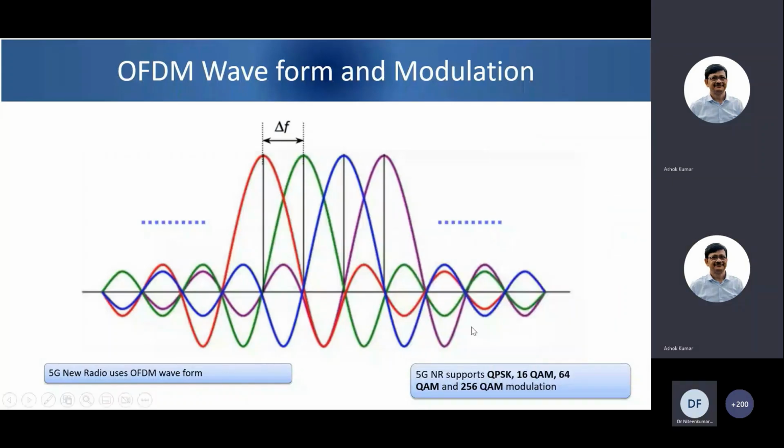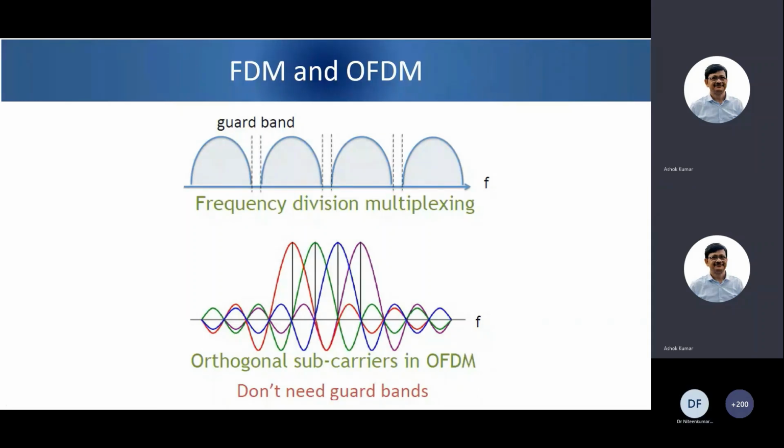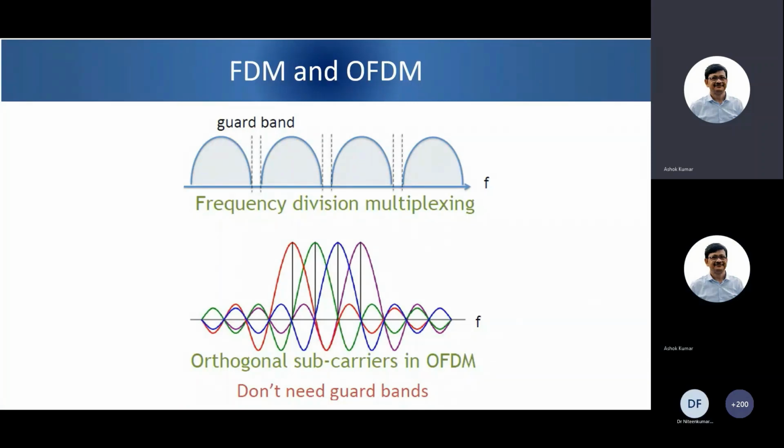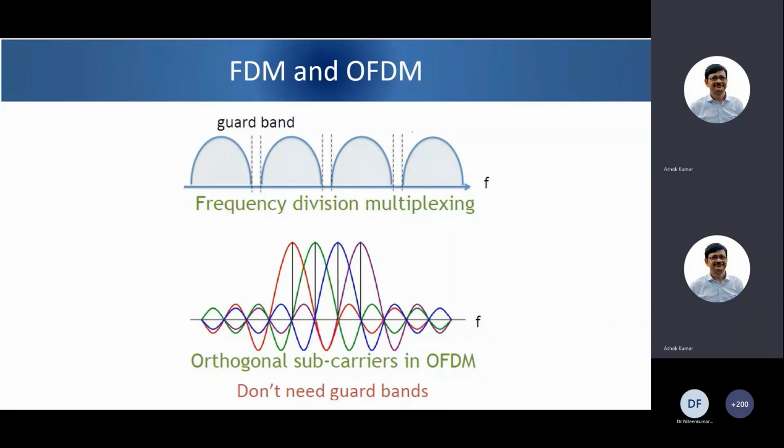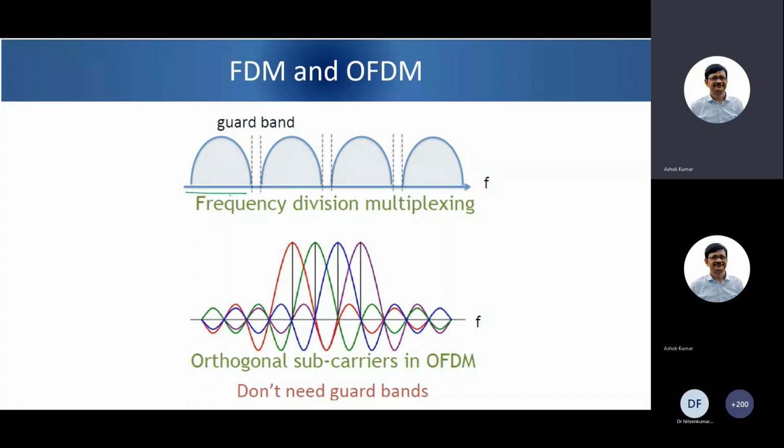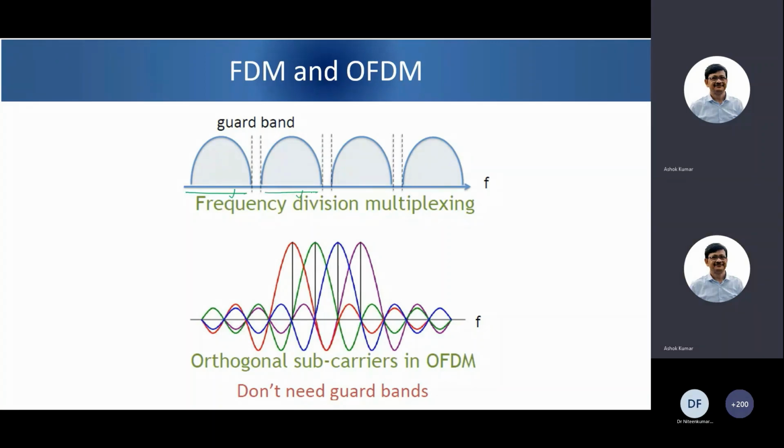Okay, let me erase them. Let us compare the difference between frequency division multiplexing and orthogonal frequency division multiplexing. All of you would know this, but for the sake of understanding: in frequency division multiplexing, the available spectrum is divided into small chunks of frequency, which we also call channels, leaving some guard band in between.